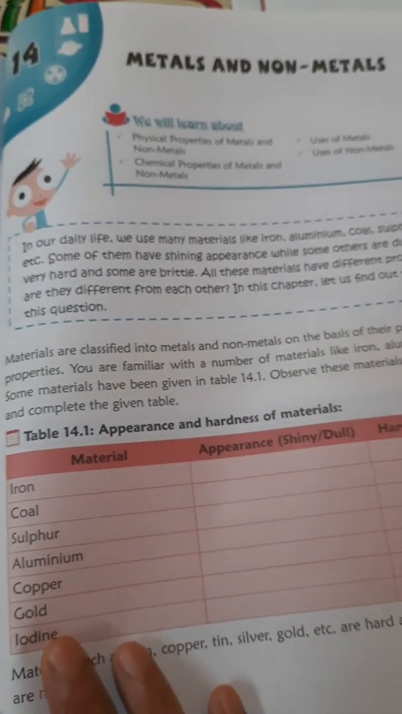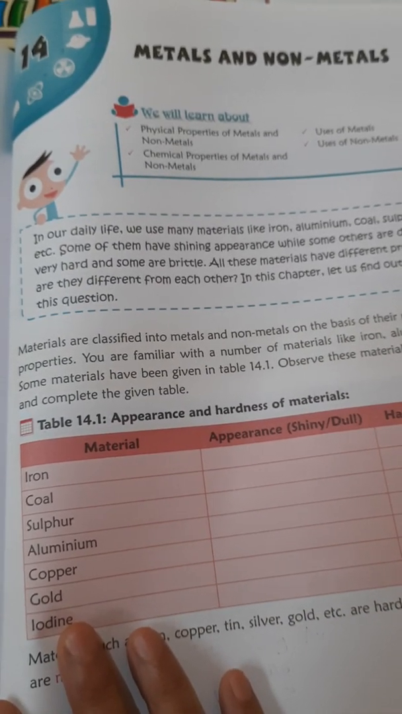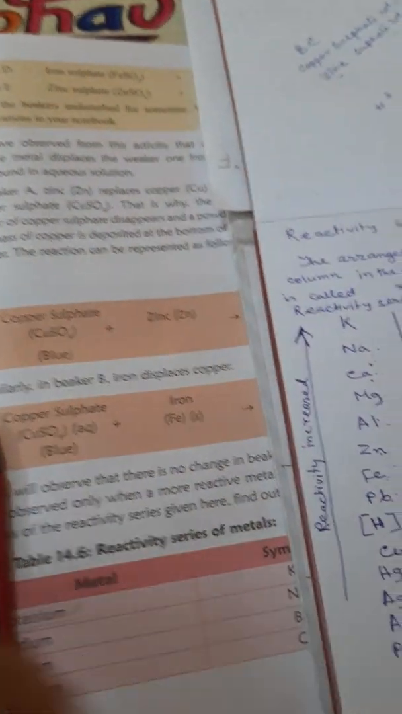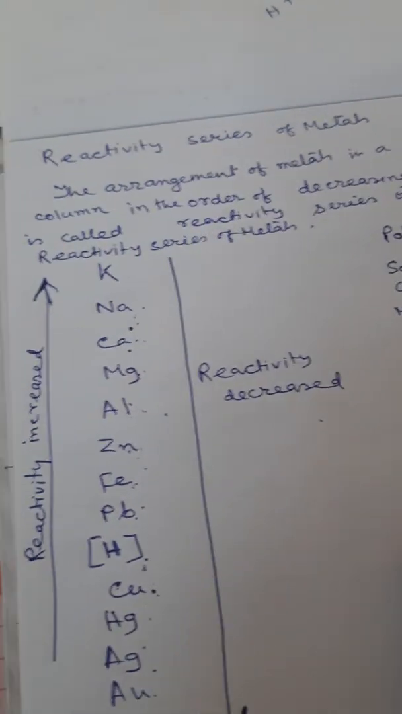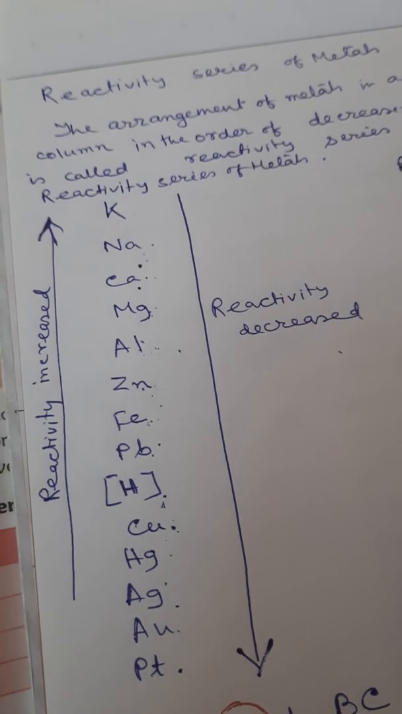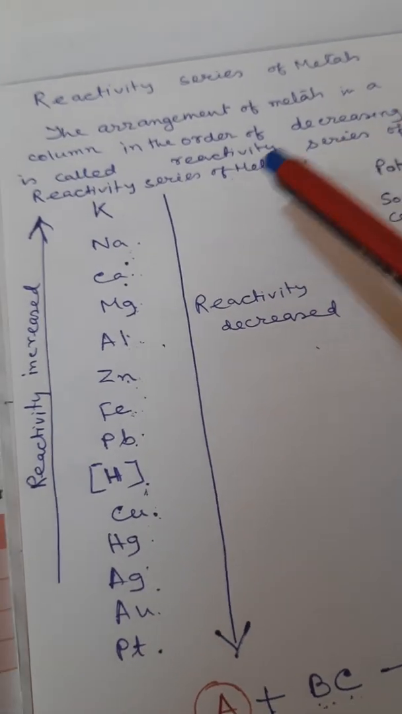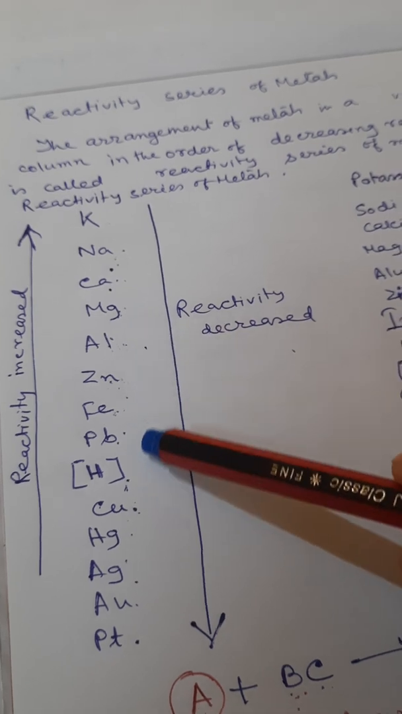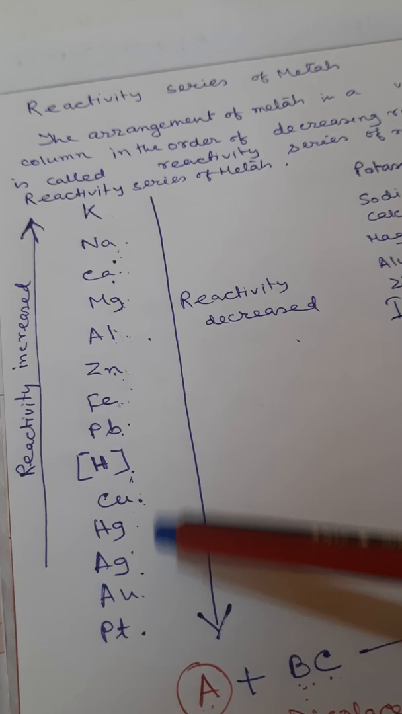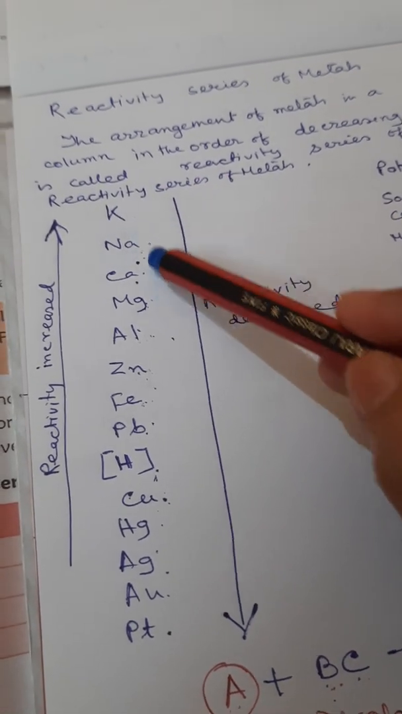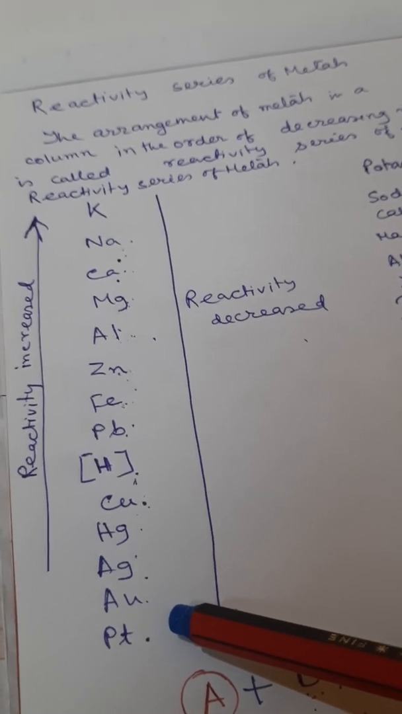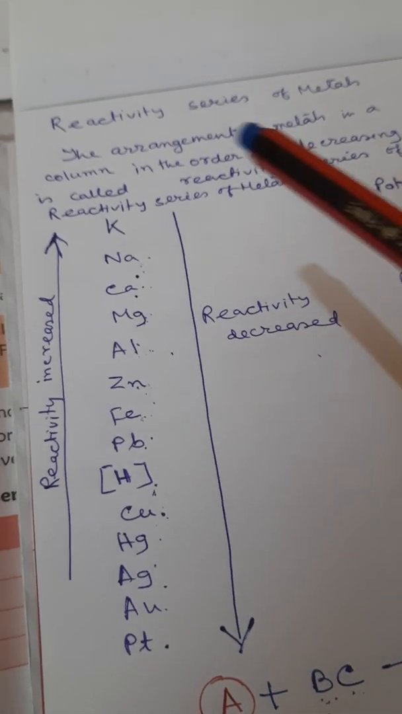Welcome to class 8. This is part 2 of chapter 14, metals and non-metals. In our last video, we learned about the reactivity series of metals, where we observed that metals are arranged in a vertical column according to their reactivity, and if we move from upwards to downwards in this series, reactivity decreases.